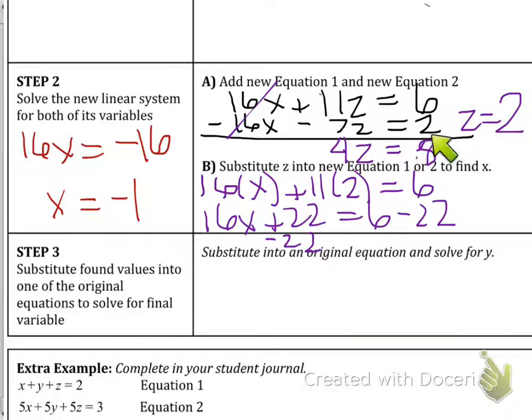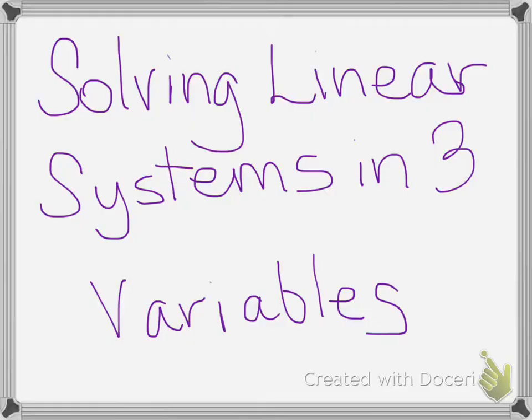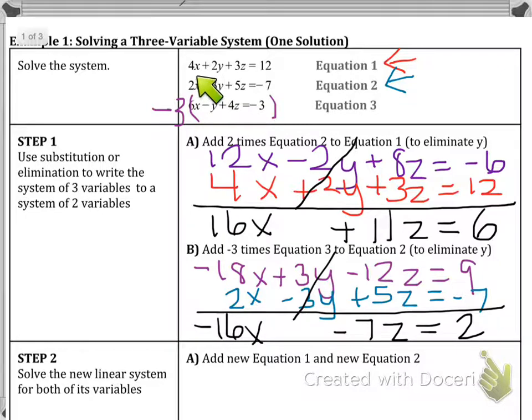Now that I have my z and my x, I can go on to step 3. I'm going to substitute these values into one of the original equations in order to solve for the final variable, my final variable y. If I go back here, I can see that I can plug it into one of these original equations. I will choose equation 3 just because there's no coefficient in front of the y, so I'll just use that one. If I write that, it is 6x minus y plus 4z equals negative 3.